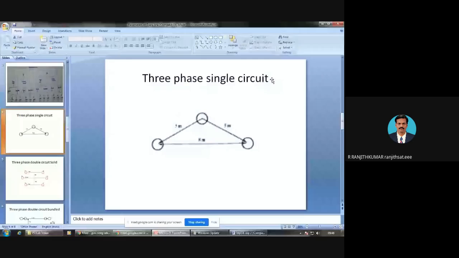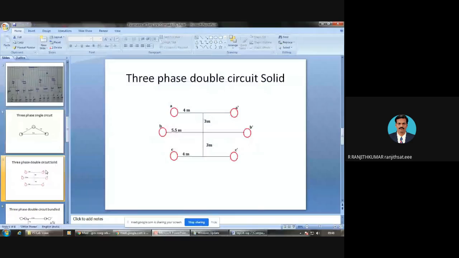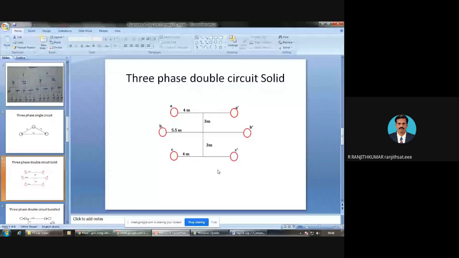Next one. Things will be familiar to you because you have solved the problems already. And this is a three phase double circuit line with solid conductor. So A, B, C, and A dash, B dash, C dash. This is not a transposed line. If it is transposed, what will be the changes in this diagram, Kana? Anyone? This is a non-transposed three-phase double circuit transmission line.